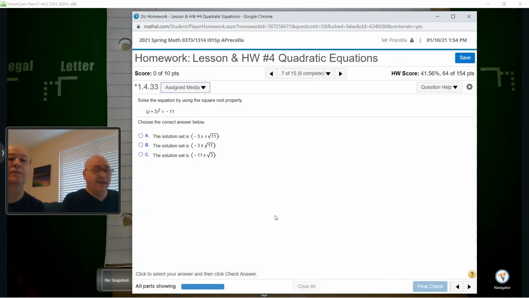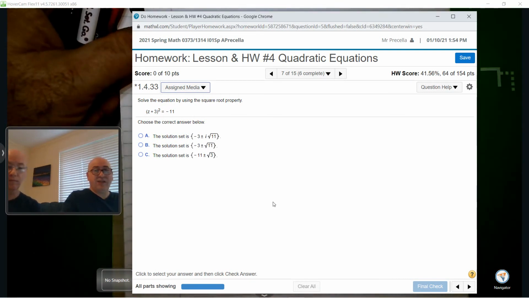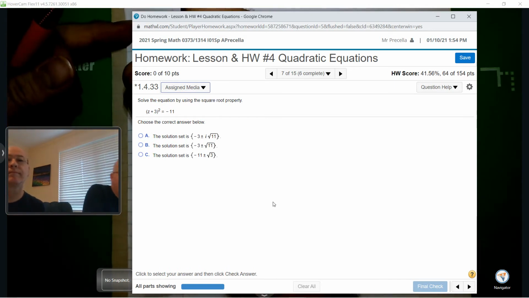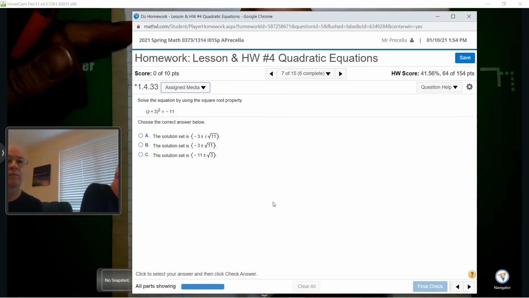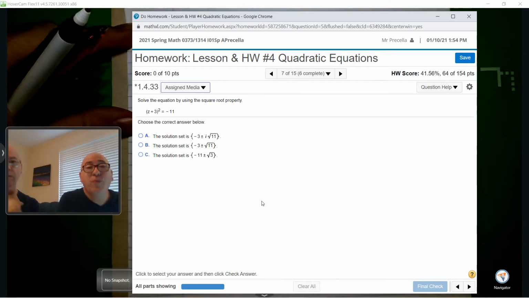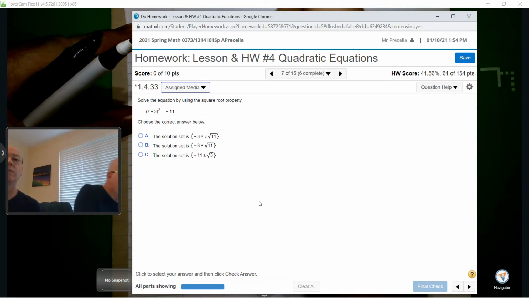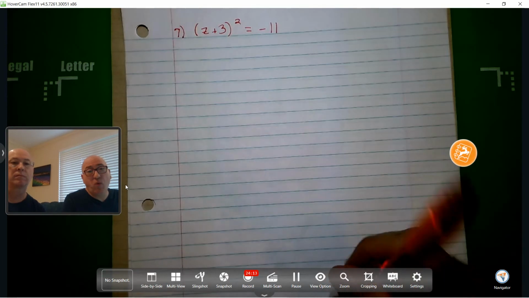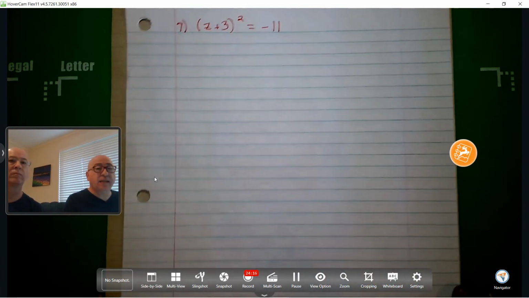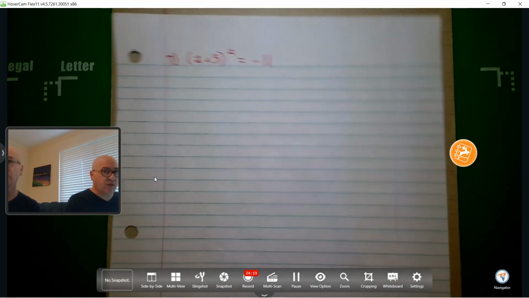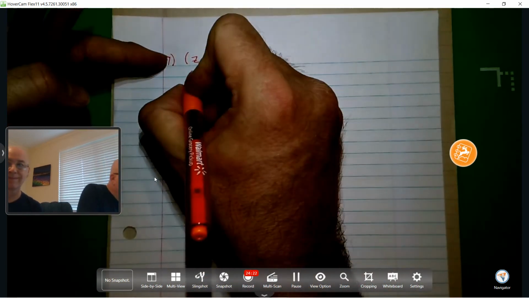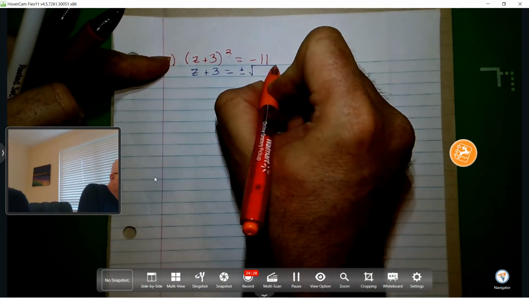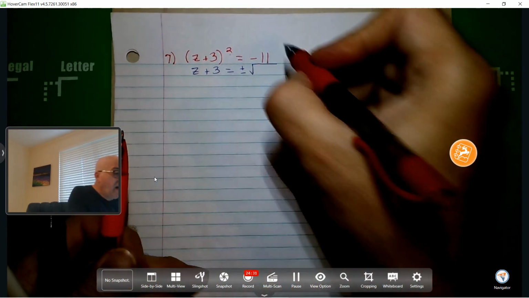Oh, here's another one, multiple choice. Let me get a new sheet of paper and write it down. Is this number 7? Z plus 3 squared equals, is that a negative 11? Yes. Okay, isn't that the form quantity squared equals a number? Isn't that what you said, Tim? So I will drop the square on the left and just have z plus 3. I'll take the positive and negative square root of the number on the right.